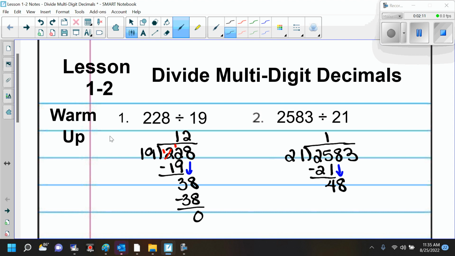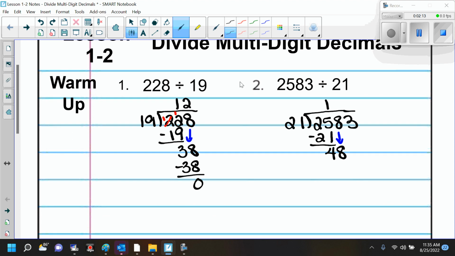And how many times does 21 go into 48? Twice. So 2 times 21 is 42. So then we subtract, and then of course we bring down the 3. And how many times does 21 go into 63? 3 times. And 3 times 21 is 63. And there we have our 0 remainder.